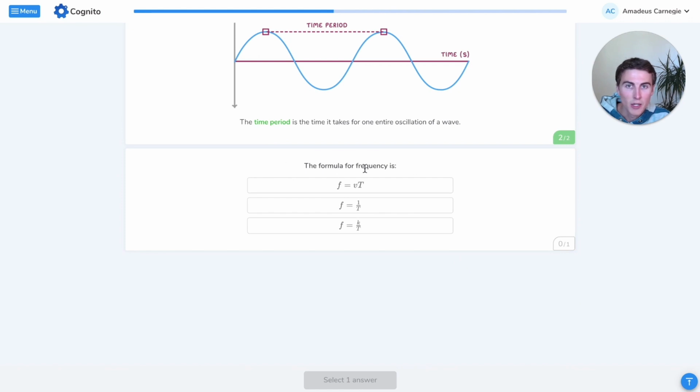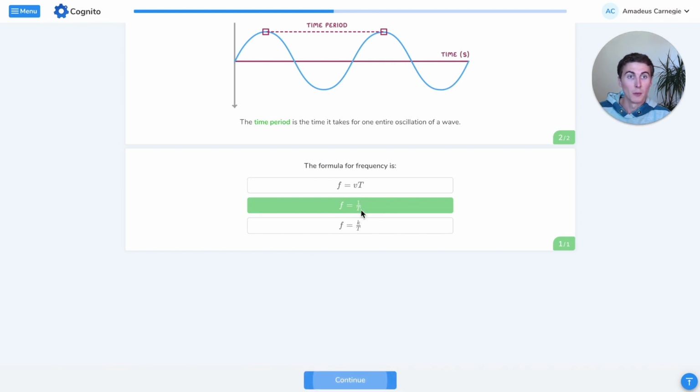All right, next up, the formula for frequency. There's actually a couple of ways to find frequency, but the way they're talking about here would be this middle one, where frequency is 1 over the time period. Remember, frequency tells you how many oscillations there are each second, whereas the time period tells you how long each of those oscillations is.